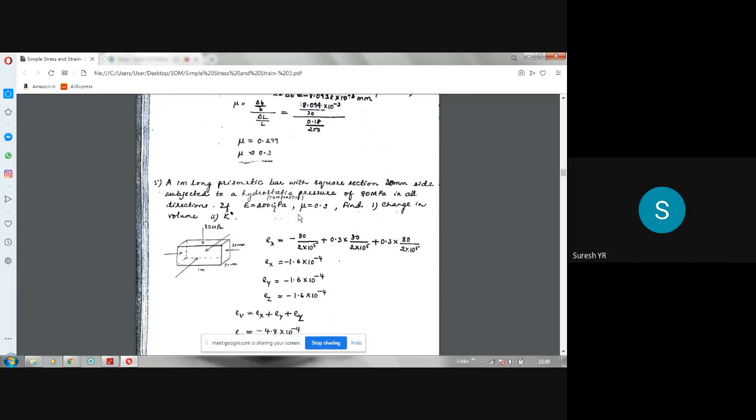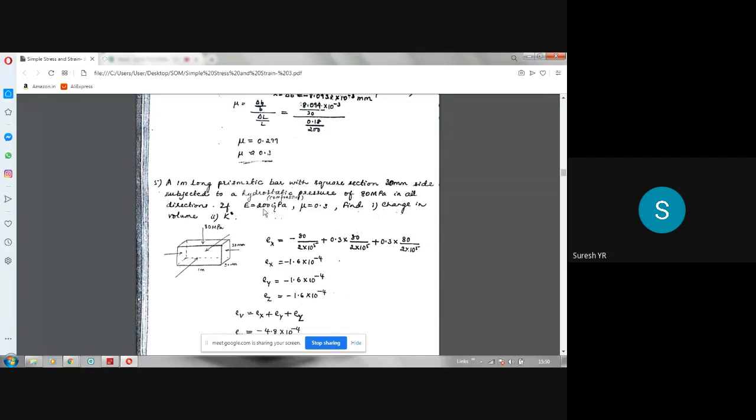So hydrostatic pressure means you have studied in fluid mechanics. It is a compressive force, hydrostatic force. Suppose if this block, prismatic bar, is immersed in water, so pressure will be equal from all these sides. So that is your Pascal's law. You have studied in your FM. Hydrostatic law and Pascal's law are very important laws in fluid mechanics. So it is subject to an equal hydrostatic pressure of 80 Newton per mm square or 80 MPa in all the directions.